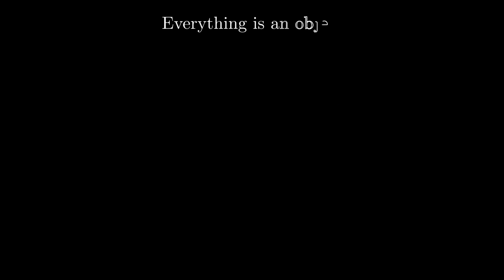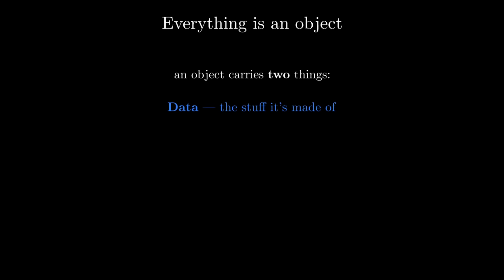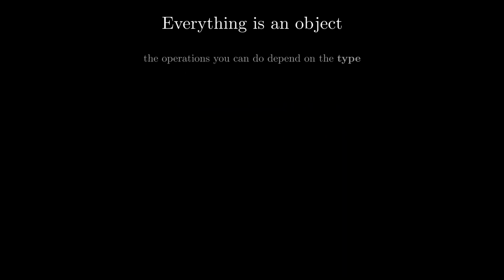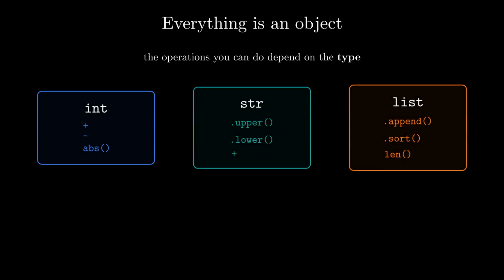Here's the key idea. Everything in Python is an object. Every object carries two things: data, the stuff that makes it up, and behaviors, the things you can do with it. That's why the operations differ by type. What you can do with an integer isn't what you can do with a string, and neither matches what you can do with a list.